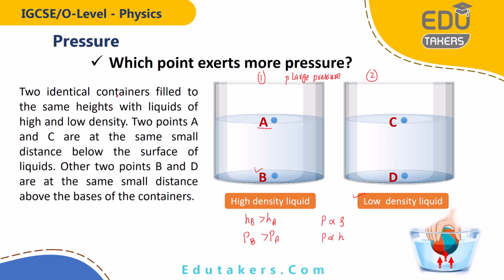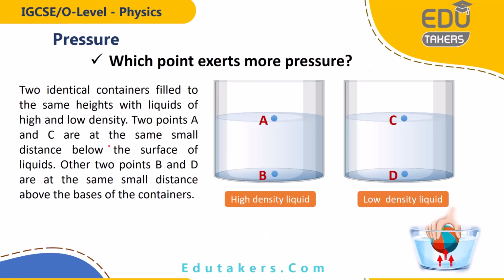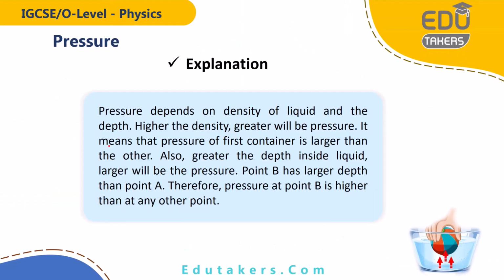So you can see here two identical containers filled to the same height with liquids of high and low density. There are two liquids, one has high density and the other has low density. The two points A and C are at the same small distance below the surface of the liquid. The other two points B and D are at the same small distance above the bases of the containers. The explanation for that is given here.